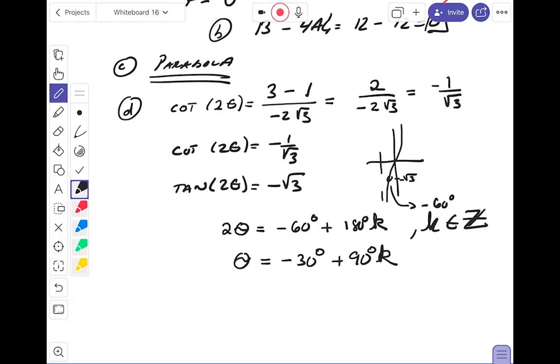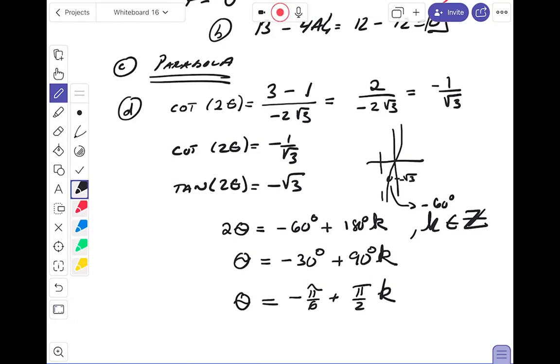All right, don't be confused. I'm going to claim over here, looking at it, I'm going to write this in radian measure. So it's going to be minus, let's see, that would be minus pi over 6, right? At 30 degrees, 180, yeah, pi over 6, plus pi over 2 k.